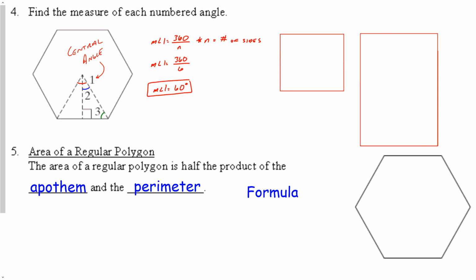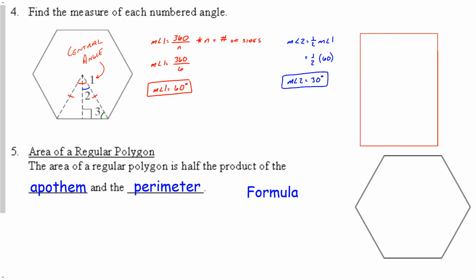Now, the measure of angle 2, because I just mentioned that these triangles that are created here by drawing in these radii are isosceles triangles. Measure of angle 2 is exactly half the measure of angle 1, because we've learned earlier this year that in an isosceles triangle, the altitude from the vertex is the angle bisector of that vertex angle. So we can just take half of 60 and find that the measure of angle 2 is 30 degrees.